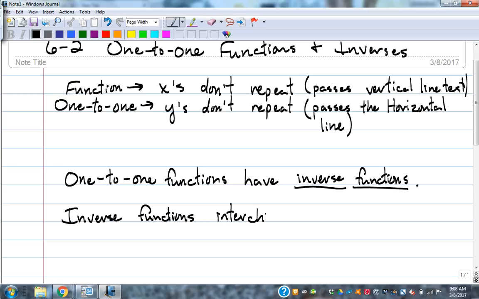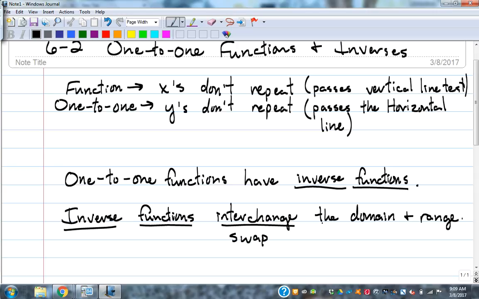interchange. So we'll use a big word. What's another word for interchange? Switch, swap, change the sides. That's exactly right. Interchange. You swap sides. Okay? Interchange, swap sides, the domain and range. Inverse functions interchange, swap, the domain and range. That's very important. The range is fixing to be the domain, and the domain is fixing to be the range on the inverse. That's what an inverse function does.